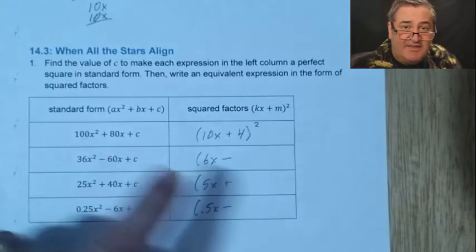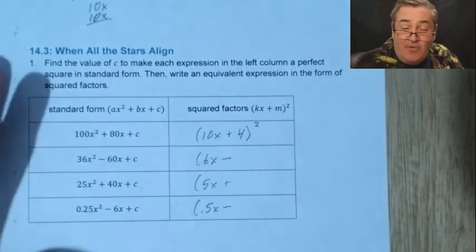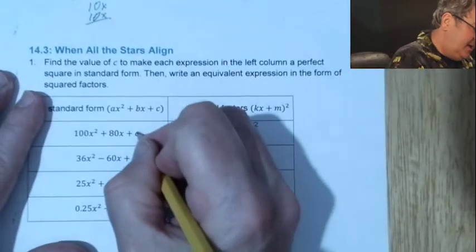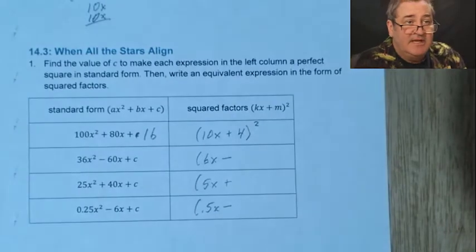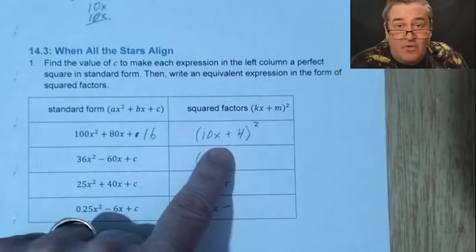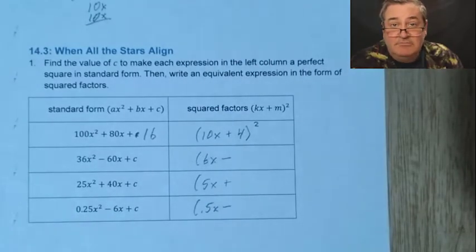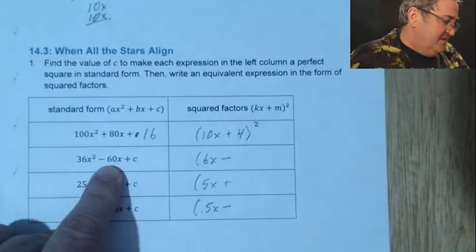So what is C now? Now that we know that it's plus 4, we square that. 4 times 4, so C would be 16. So 10x squared plus 80x plus 16 is the same as 10x plus 4, squared. Okay, not too bad. All right, let's try the next one.